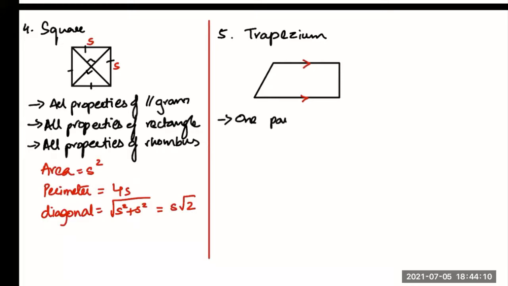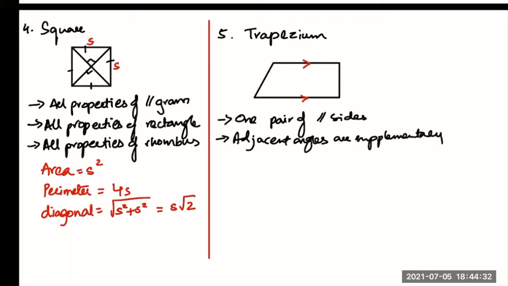One pair of parallel sides. So the area of a trapezium is then, but there's one thing that I want to tell you here, and that often comes up. Adjacent angles are supplementary, which means that this angle and this angle will add up to 180, or this angle and this angle will also add up to 180.